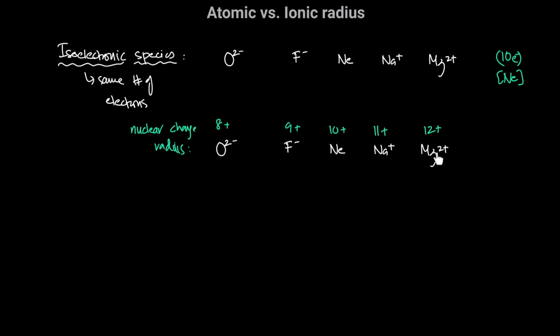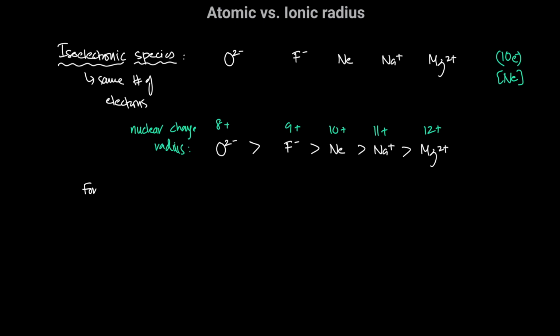Now, since they all have the same electronic configuration, the greater the nuclear charge, the more strongly the outer electrons will be held, or the more closely they'll be held to the nucleus, the smaller the radius. Because the configuration, shielding, and repulsion are all the same. They have the exact same number of electrons. So the only factor affecting the radius is the nuclear charge. Greater nuclear charge, smaller radius. So the oxide ion will be the largest and the magnesium ion would be the smallest.